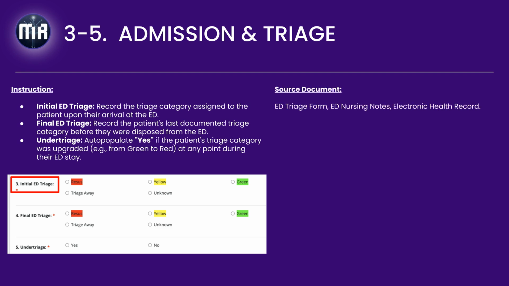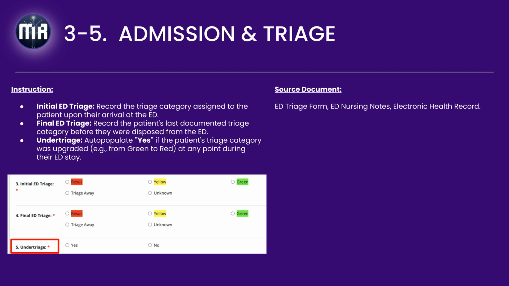The source for this will be the official ED triage form, or the initial nursing notes. Next, for field number 4, final ED triage, you will record the patient's last documented triage category before they were disposed from the ED, that is, before they were admitted to a ward, sent to the operating theater, or transferred out. This leads us to field number 5, under triage.